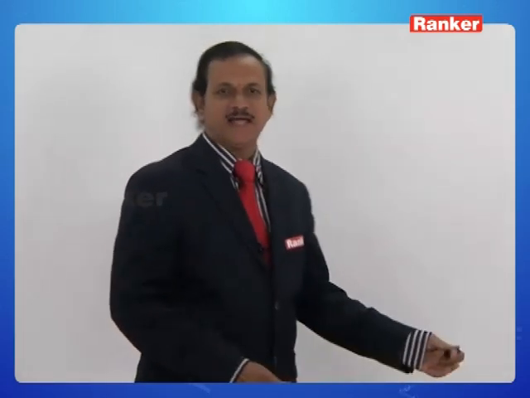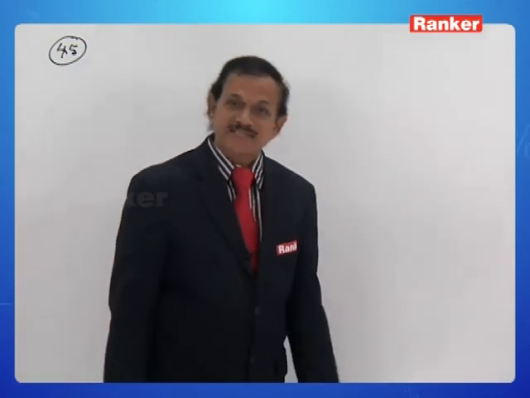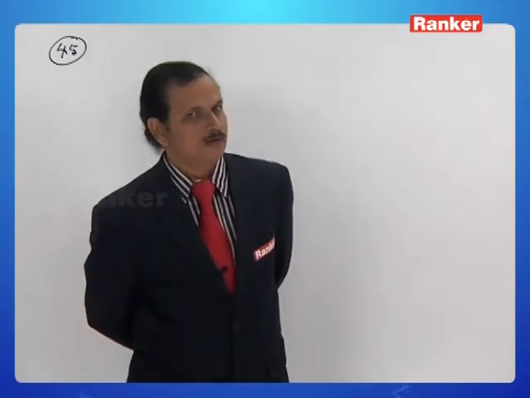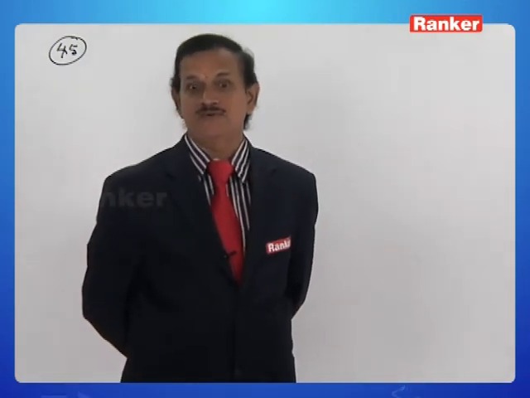We shall now see the next question which is before us. That is question number 45. If a complex number z lies in the interior or on the boundary of a circle of radius 3 units and center at -4, 0, then the greatest and the least value of mod z plus 1 are respectively. He has given the position of the complex number z very clearly. Either it lies in the interior or it lies on the boundary of a circle with center -4, 0 and radius 3.